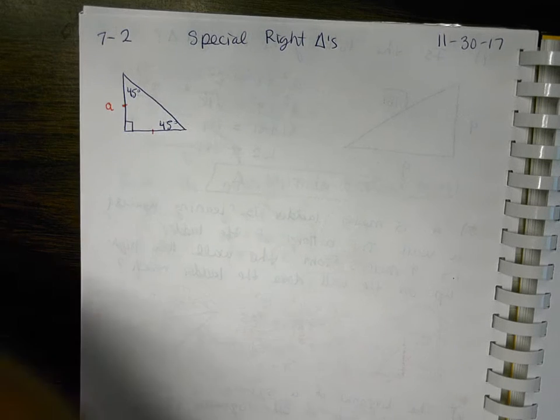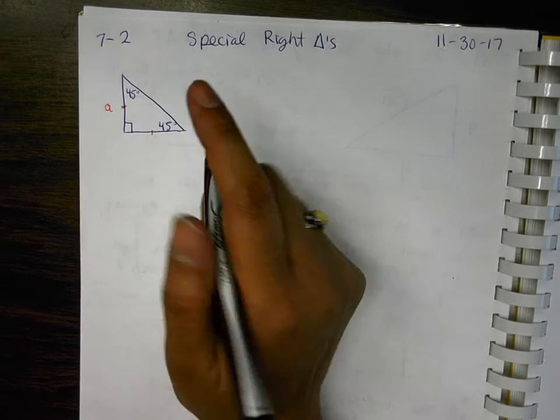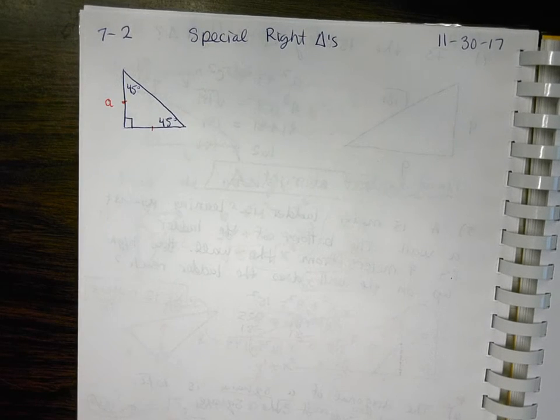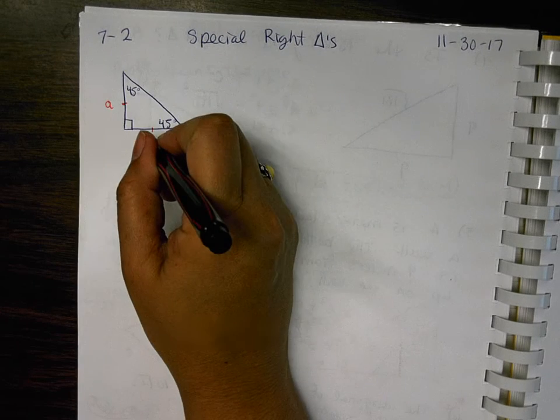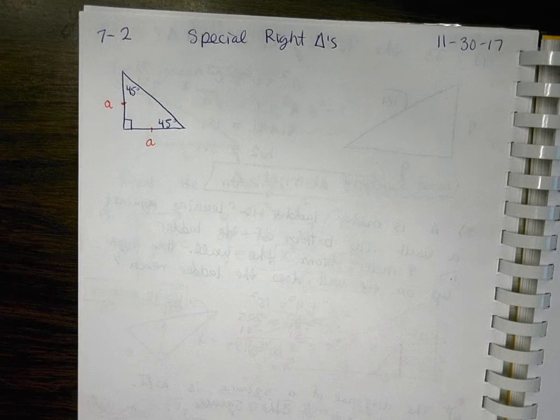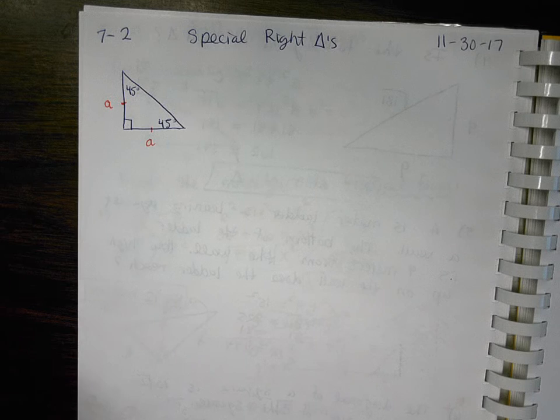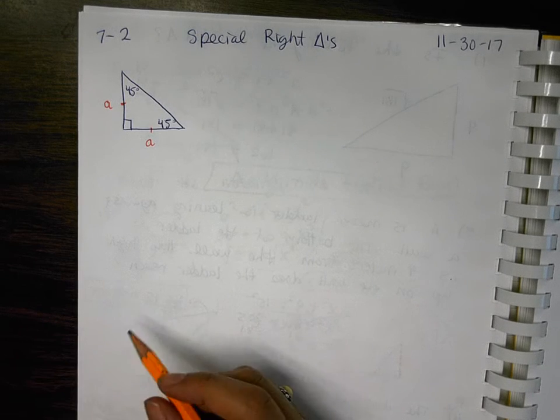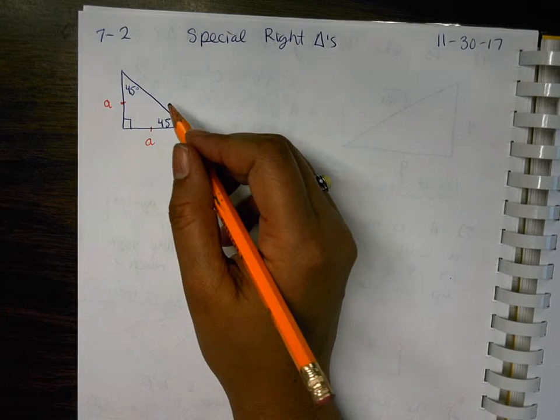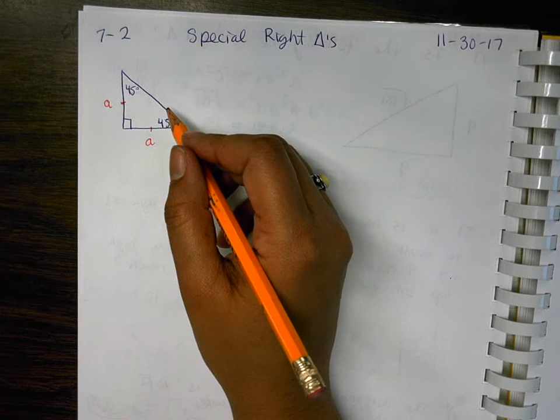Now, I'm going to label this side A. And if I label that side A, what would this side over here be called? Why could I call them both A? Because it is isosceles. Do you see that? Does that make sense? This one's easier to prove, so we are going to do this one together.